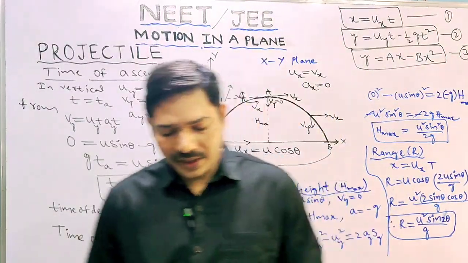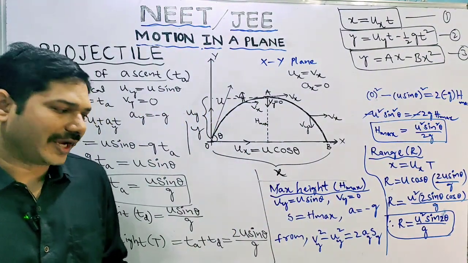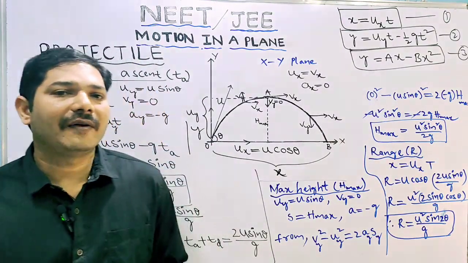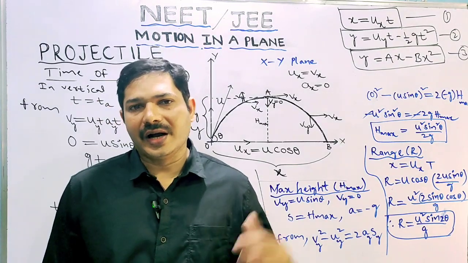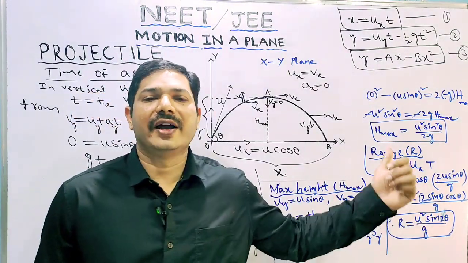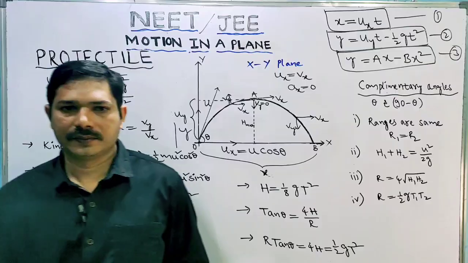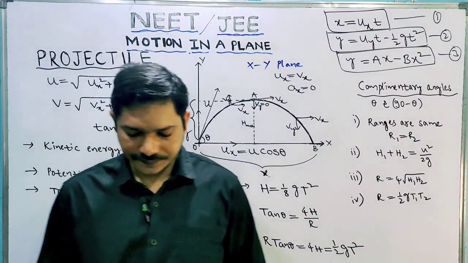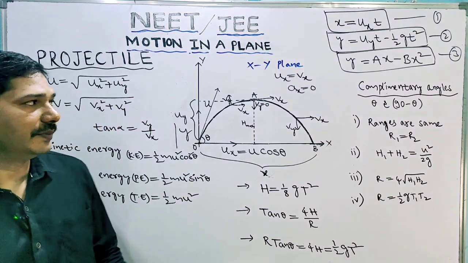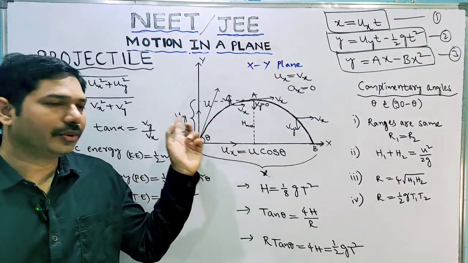Now we got all the equations: time of ascent is u sin theta by g, time of descent also u sin theta by g, time of flight 2u sin theta by g, maximum height u square sin square theta by 2g, and finally range u square sin 2 theta by g. Here, some more equations in projectile we can observe. Here, the initial velocity u is resolved into two rectangular components.